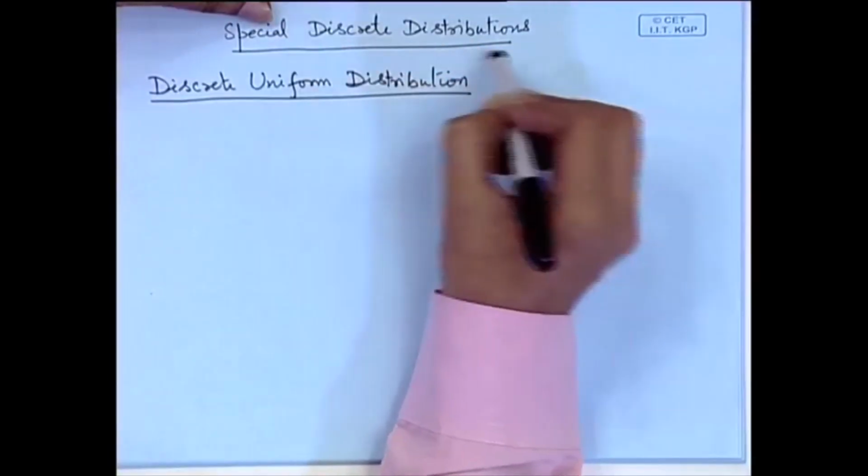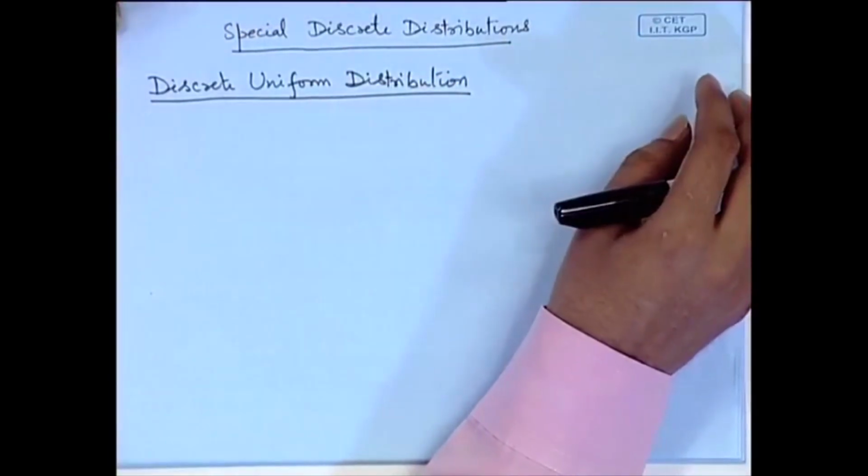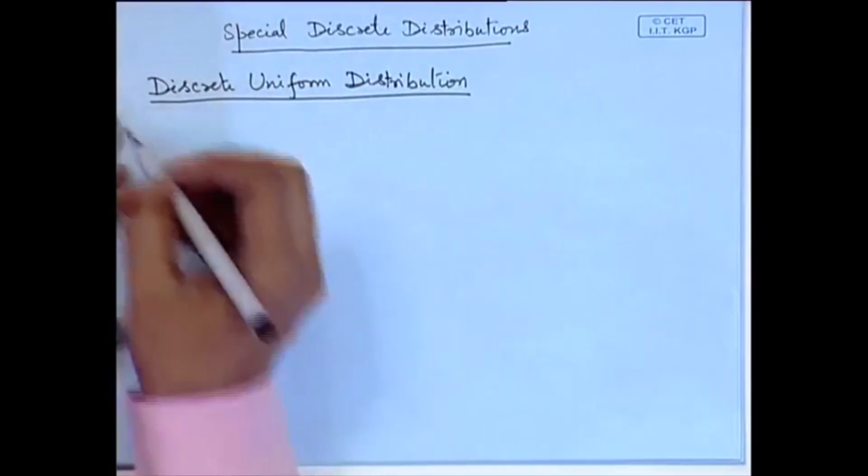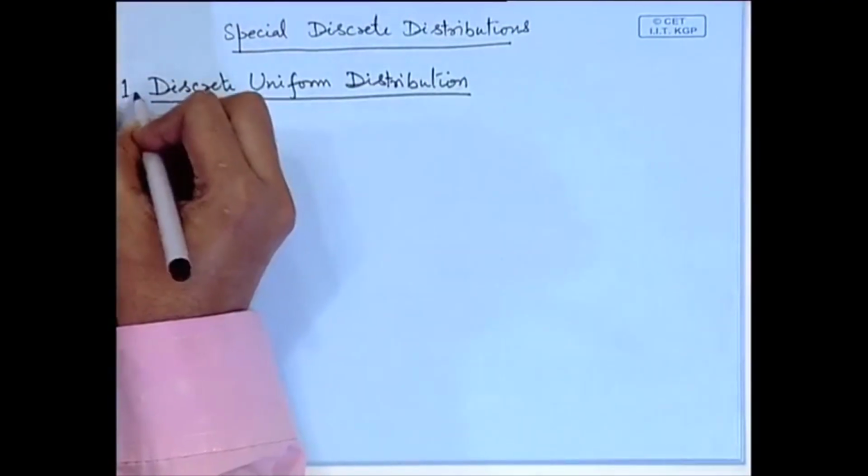Today we will introduce various spatial distributions which are encountered in various physical and other kinds of experiments. Broadly, we will categorize them into two parts: one is spatial discrete distributions and another is spatial continuous distributions. The first distribution that I will be taking up is the discrete uniform distribution.